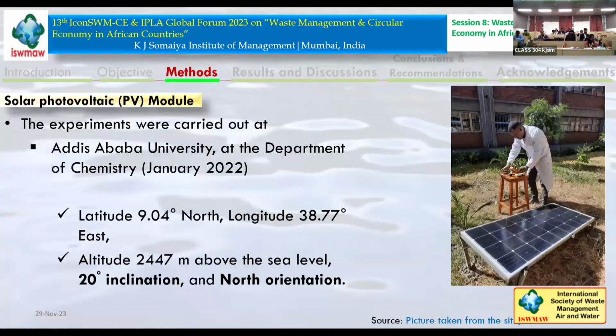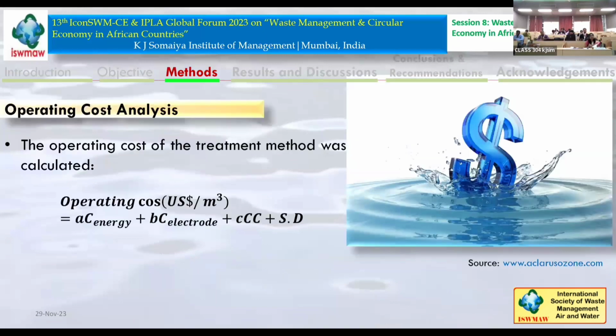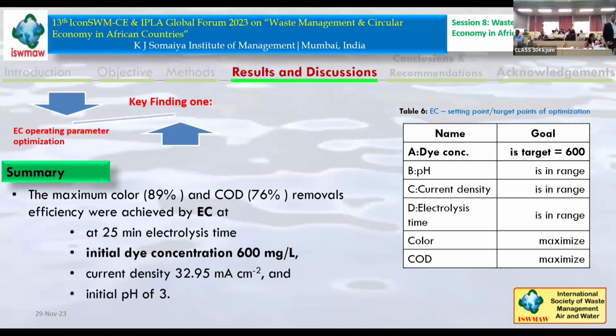And to consider renewable energy as the energy source for this treatment, we used a solar panel and installed it at Addis Ababa University with an inclination of 20 degrees to the north direction. At the end, we also estimated the total operating cost and compared it with other technologies to see its feasibility for implementation.